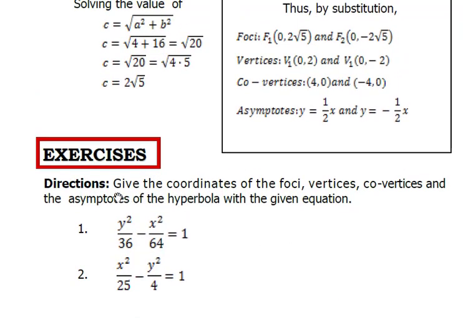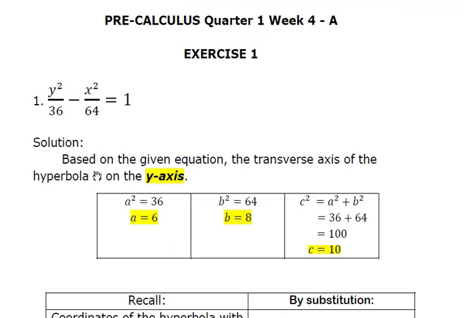For the directions, give the coordinates of the foci, the vertices, co-vertices, and the equations of the asymptotes of the hyperbola with the given equation. Let's do number 1. y squared over 36 minus x squared over 64 equals 1. For the solution, based on the given equation, the minuend contains y squared, so the y-axis is what we call the transverse axis of the hyperbola.